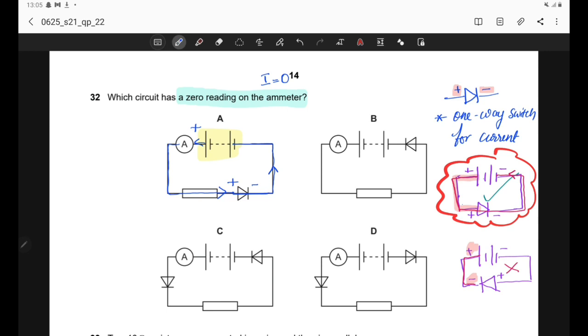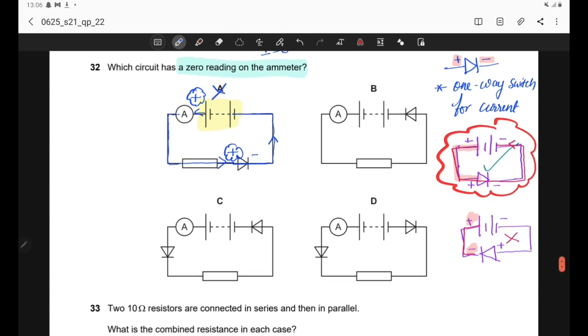So in option A, the positive side of the cell is connected to the positive side of the diode, so there will be a current flow. If there is a current flow, there will be a reading on the ammeter. But here we should choose a circuit where the ammeter reading should be 0. So for option A, the ammeter reading won't be 0. So this is not a correct answer.